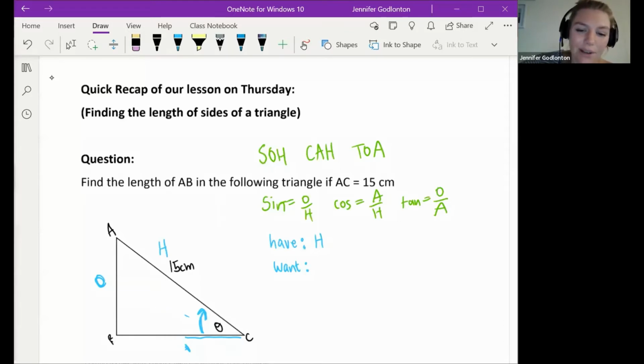Okay, Tumelo, are you going to give me an answer? We want AB, and what is AB? Opposite. Good. So we have H and we're wanting O. We've made progress so far. If we are at this point, which one of our trig ratios do we want to use if we have H and we want O? Nadia.